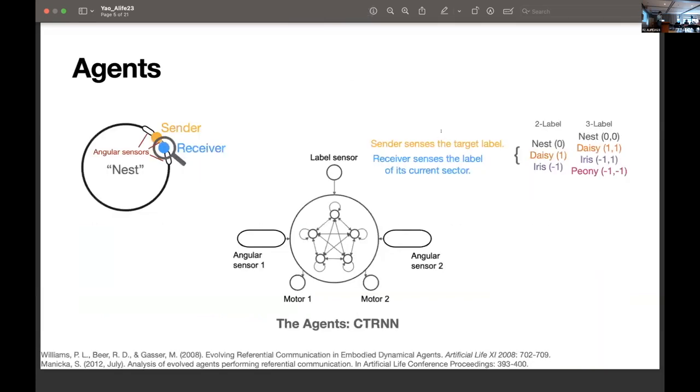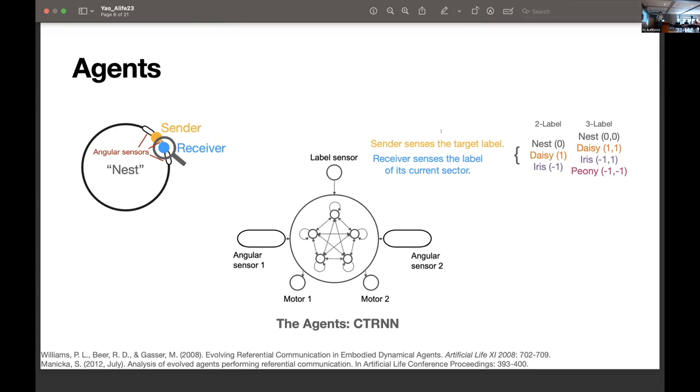Now I'm going to introduce the models for our conceptual referential communication. This is a proof of concept of it being possible to evolve agents to do this kind of task. This is a model that is extended from past work by Williams et al. and Manica. First, we have two agents, the sender and the receiver, and they both move on the edge of a ring. Both agents have two angular sensors to sense each other's motion when they enter the sensing area of these agents. And both of them have a label sensor that can sense the labels.